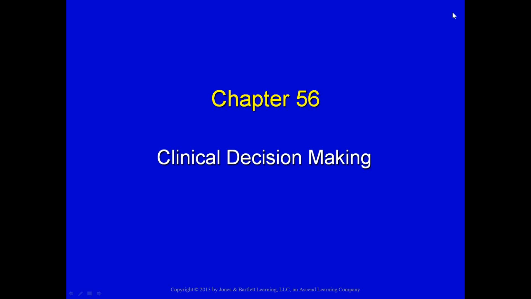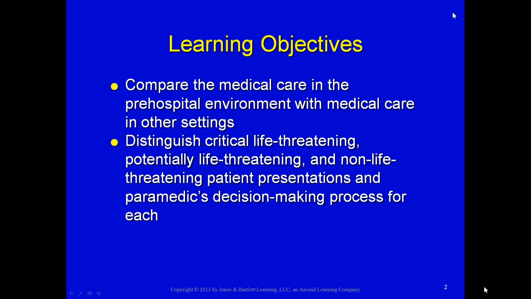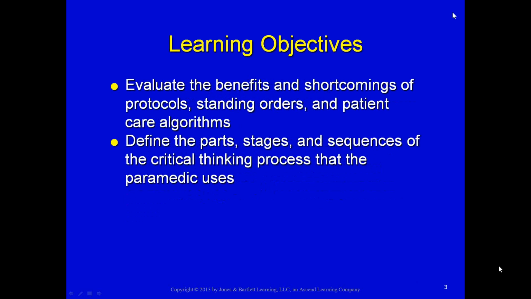So, as usual, I'm having a little trouble getting it to advance to the next slide. Here we go. The learning objectives for this particular chapter are that we compare the medical care in the pre-hospital environment with medical care in other settings. Distinguish critical, life-threatening, potentially life-threatening, and non-life-threatening patient presentations and your decision-making process for each of those. We'll evaluate the benefits and shortcomings of protocols, standing orders, and patient care algorithms, and the biggest one being that not everybody's going to fit into a protocol. Certainly not everybody's going to fit into an algorithm.